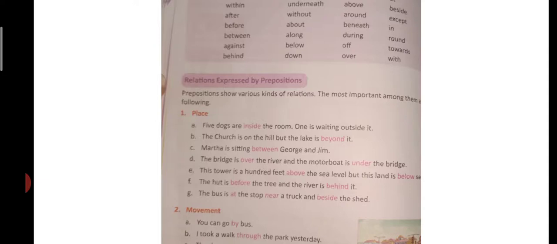The church is on the hill, but the lake is beyond it. Martha is sitting between George and Jim. The bridge is over the river and the motorboat is under the bridge. This tower is 100 feet above the sea level, but this land is below the sea level. Okay, here all the words written in pink color are what? Prepositions of place.